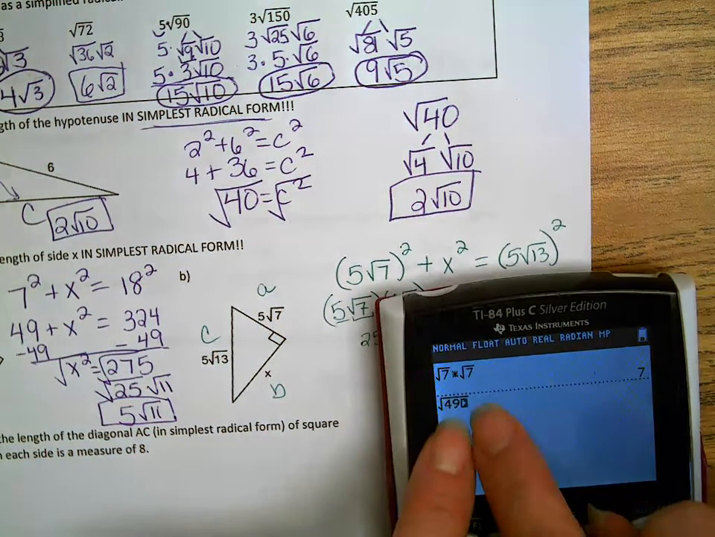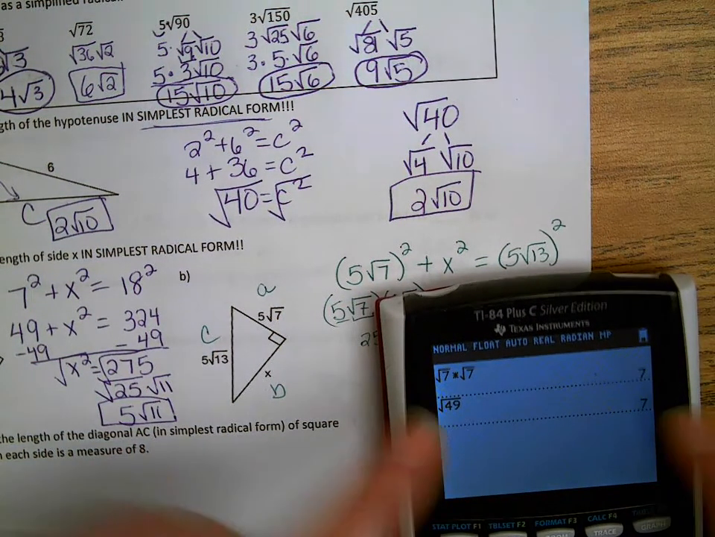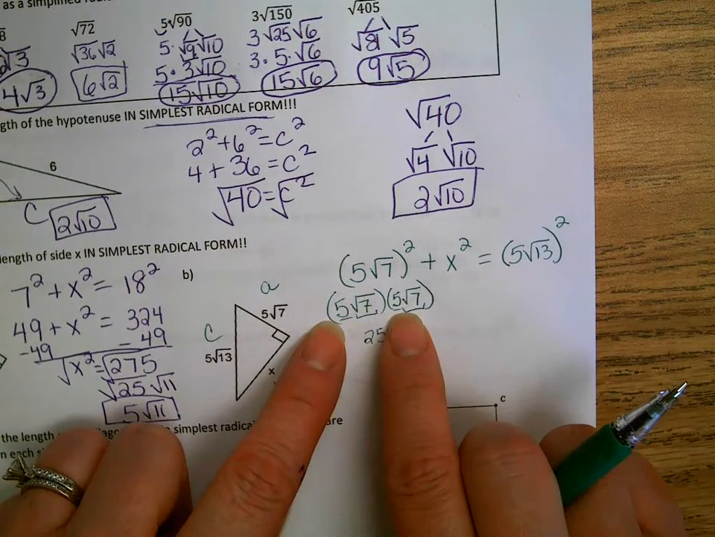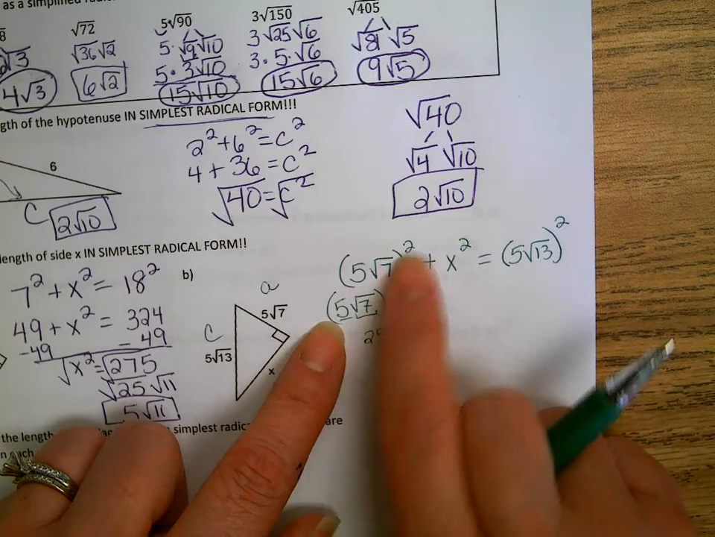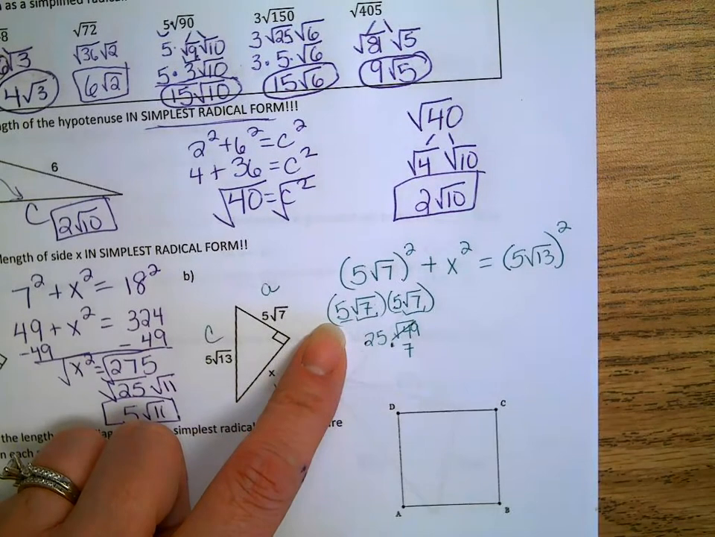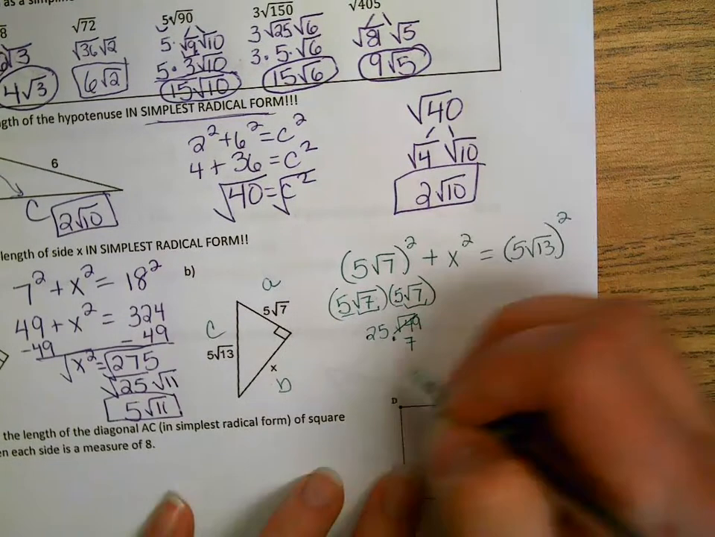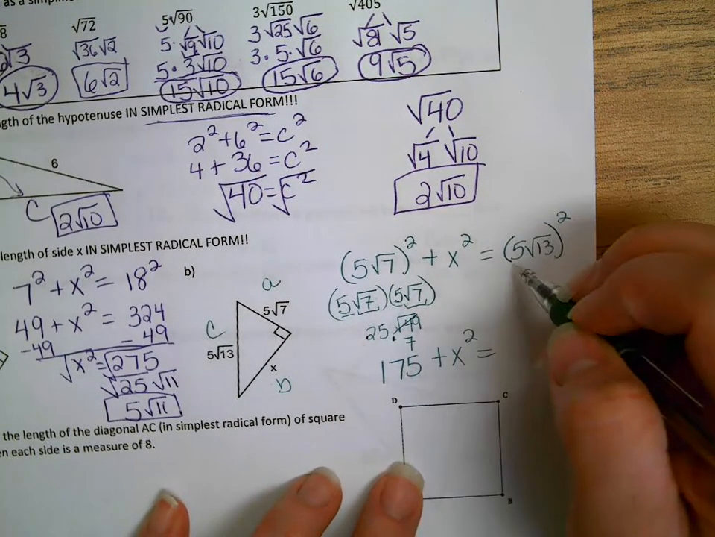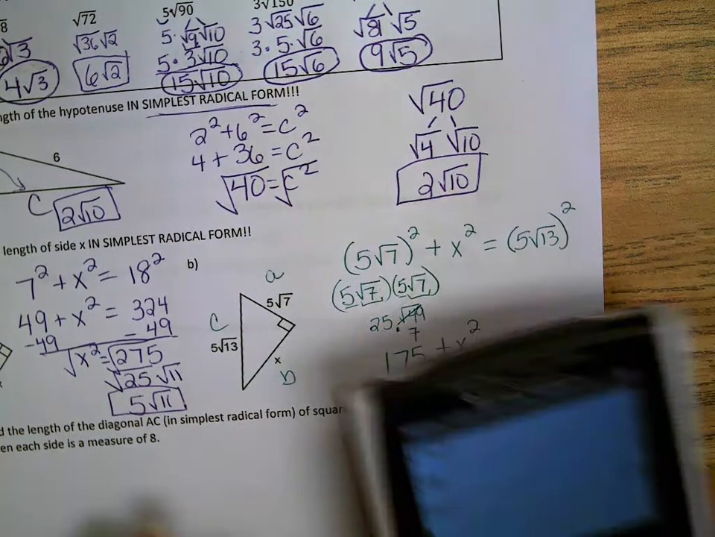We're multiplying the 7 and the 7 to get the square root of 49. It does become itself. So 5 radical 7 times 5 radical 7, which is expanded form from 5 radical 7 squared, is really 25 times 7, which is 175. Plus the x squared equals 5 radical 13 squared.